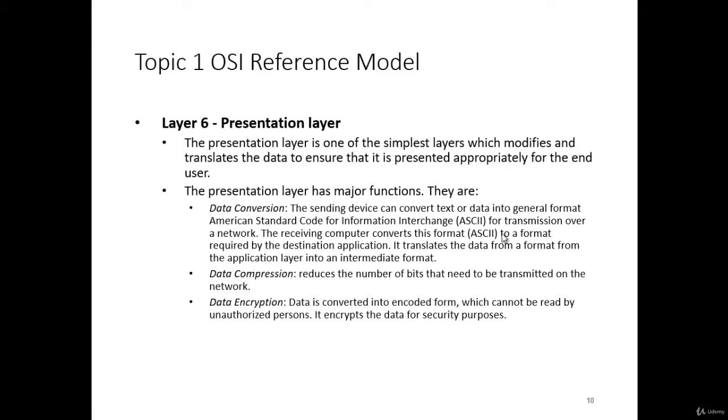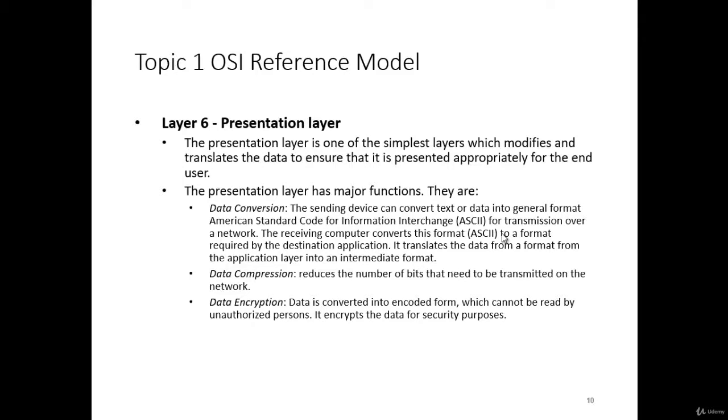Layer 6, Presentation Layer. The presentation layer is one of the simplest layers, which modifies and translates the data to ensure that it is presented appropriately for the end user. The presentation layer has major functions. They are data conversion. The sending device can convert text or data into a general format, American Standard Code for Information Interchange, for transmission over a network. The receiving computer converts this format to a format required by the destination application.